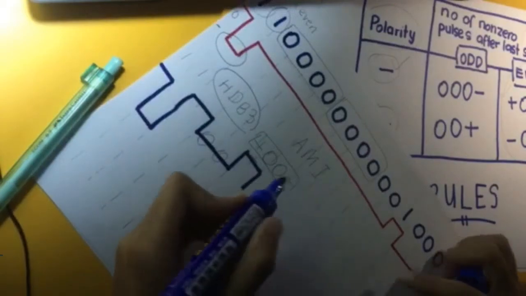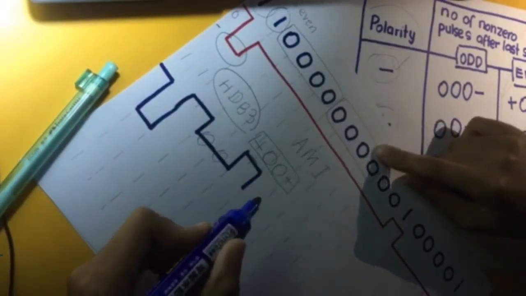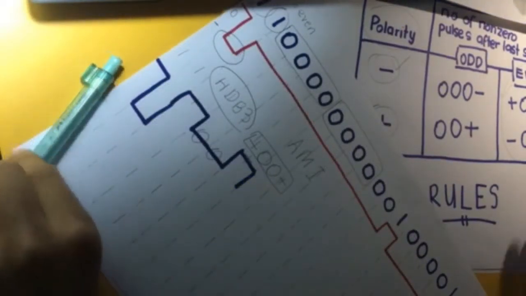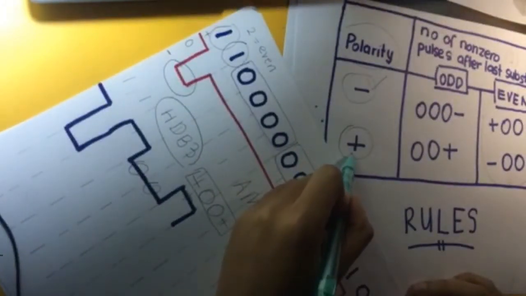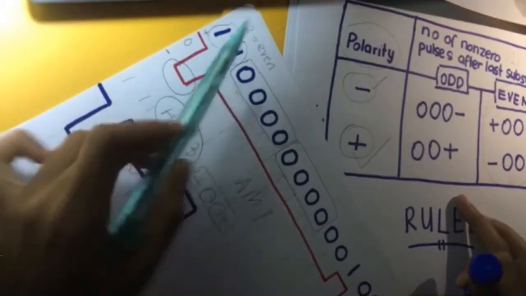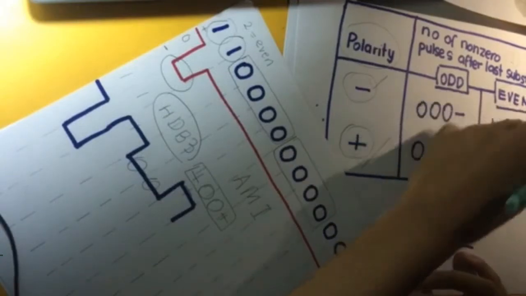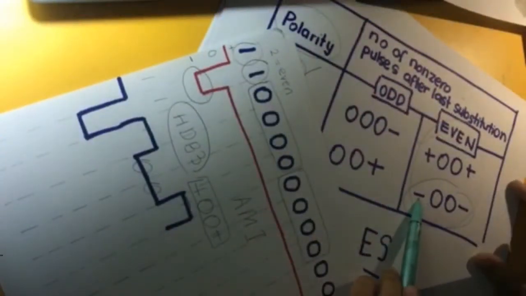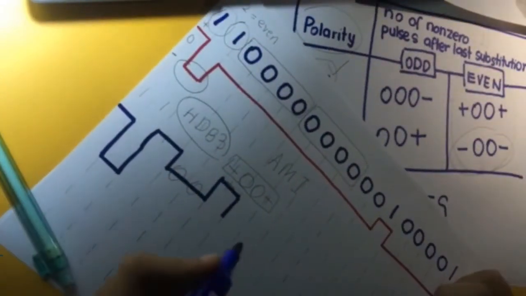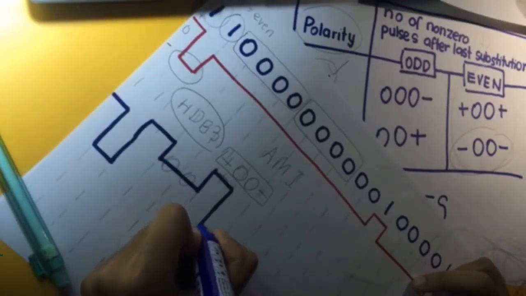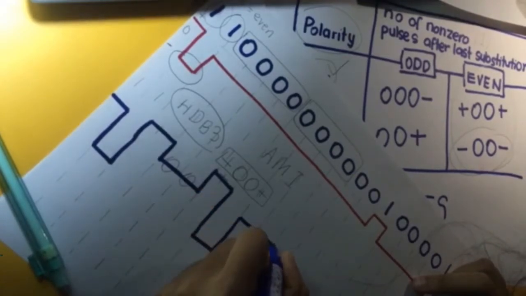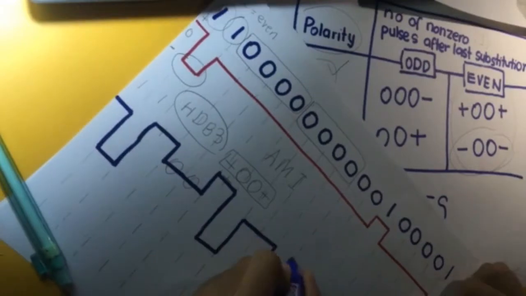Next, we're going to continue with these 4 consecutive zeros. Since the pulse over here is already positive, we're going to check for this one. We're going to use polarity positive, and since the number of non-zeros, which is 1, is still even, we're going to take this format. Negative, 0, 0, negative. So the signal will look like this. Negative, 0, 0, negative. Graph as usual.